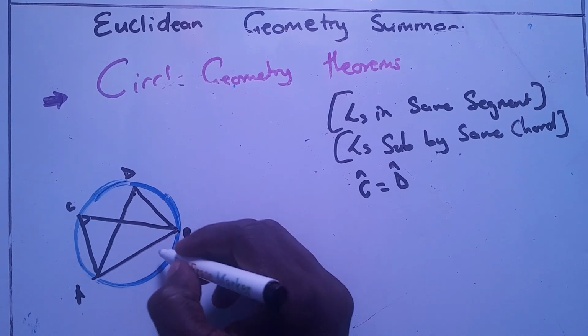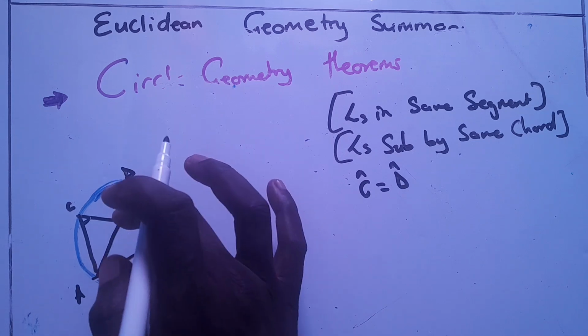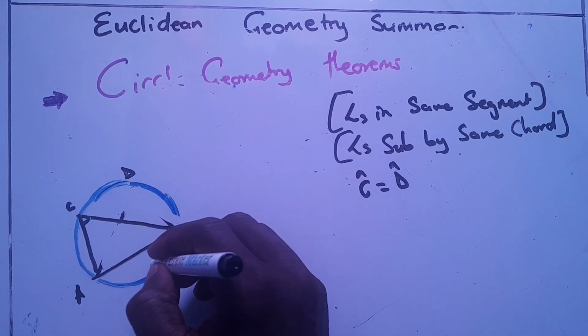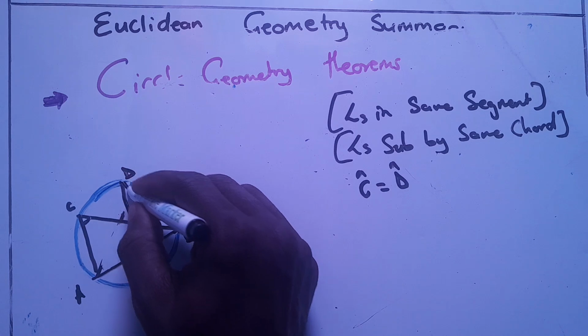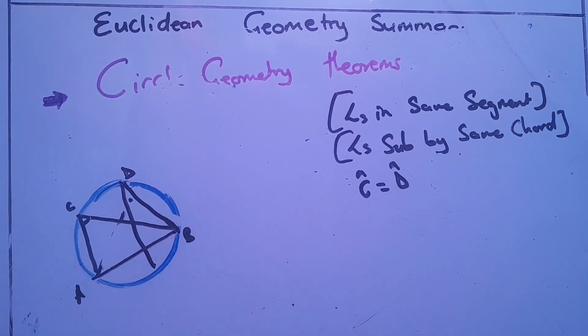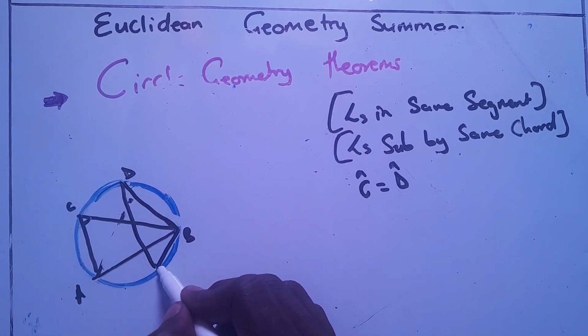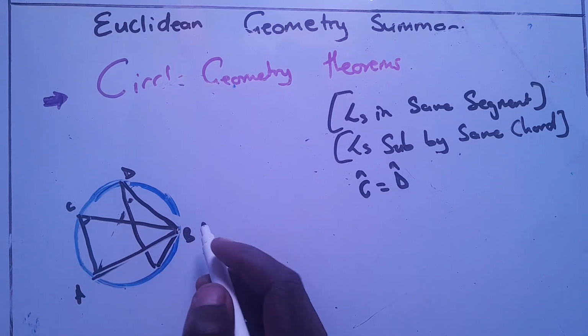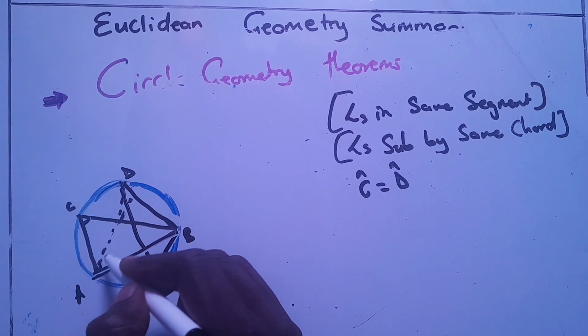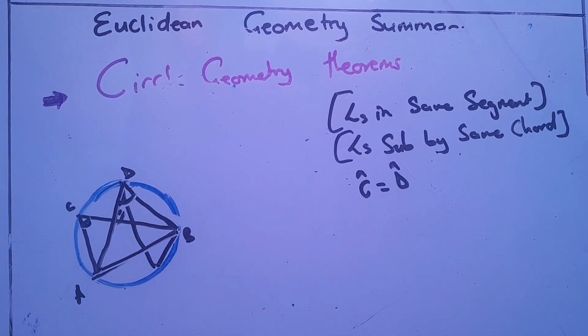And again, don't make a mistake if you have maybe a situation like this. This angle will never be equal to this angle. This will never be the same. Why? Because this angle is subtended by one chord and this angle is subtended by another chord. But if we have something like this, it means that this angle can be equal to this angle because they're subtended by the same chord, right?